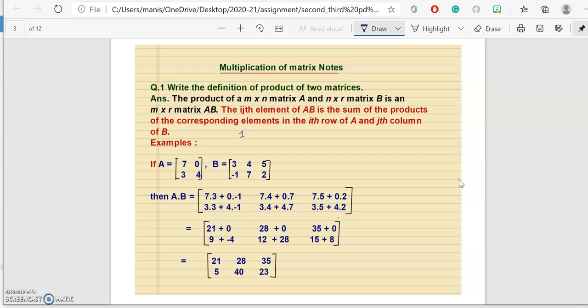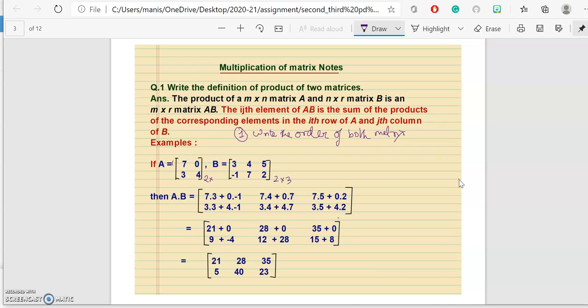Step number 1, you have to write the order of both the matrices. So the order of this matrix is, I have 2 rows and 2 columns. This is 2 by 2. I have 2 rows and 3 columns over here.